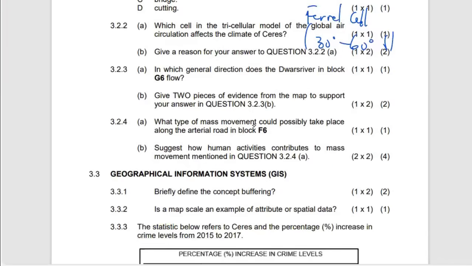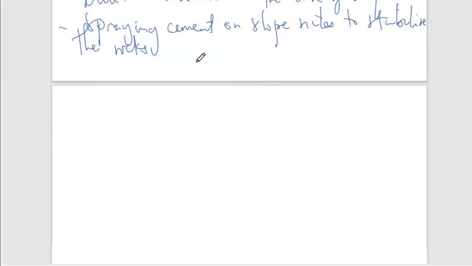In which general direction does the river block G5 flow? Right, I'm just giving you the clue that you use to check on the flow direction of a river. If a river is like this, for example, then you see we have what we call the tributaries of the rivers. Mainly what happens with the major rivers and the drainage patterns for rivers here in most of the regions, they have that dendritic pattern, which is resembling a tree and its branches.